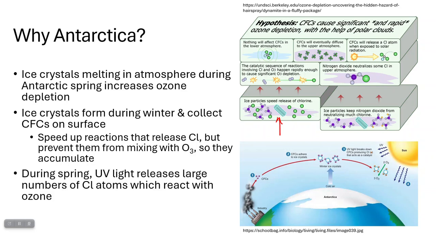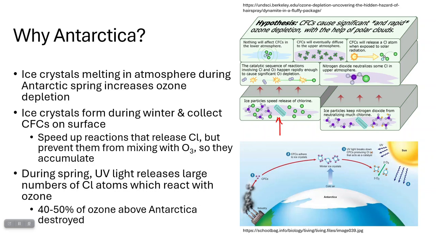Then when the ice melts in the spring, and you've had all these chlorine atoms that were just kind of chilling on the ice, then a lot of it's released at once, and within a few weeks, about 40 to 50% of the ozone above Antarctica ends up being broken down.